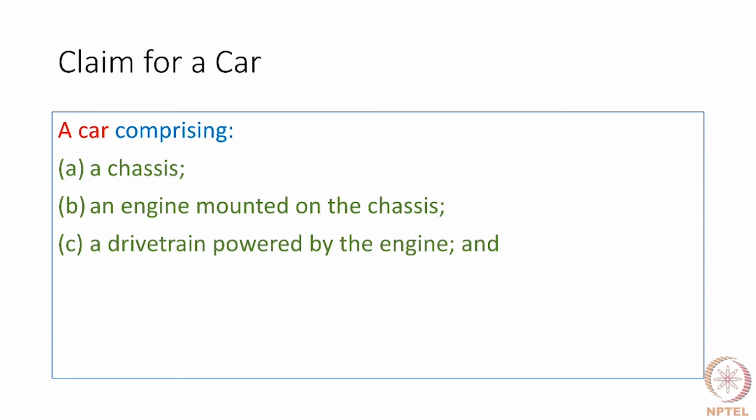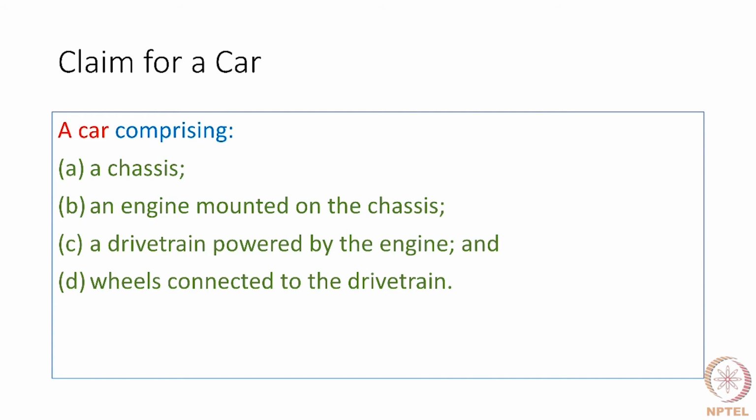And notice there is no punctuation after and. D, wheels connected to the drivetrain. It ends with a period. Now, if you look at this, a car is in red, which we understand as the preamble, comprising in blue, which we understand to be the transition term, and the remaining is the body.